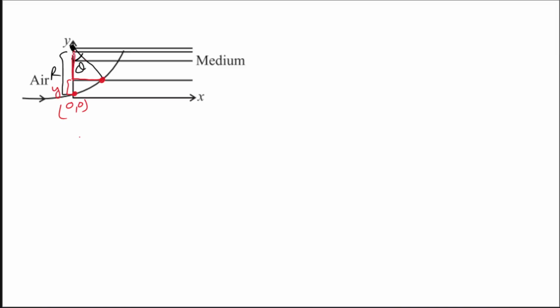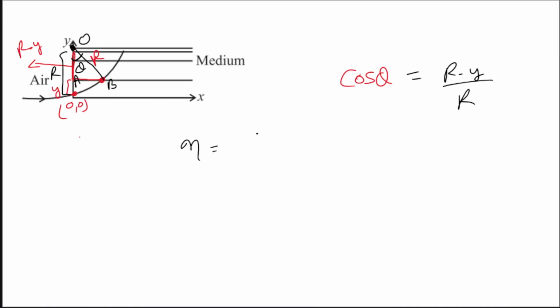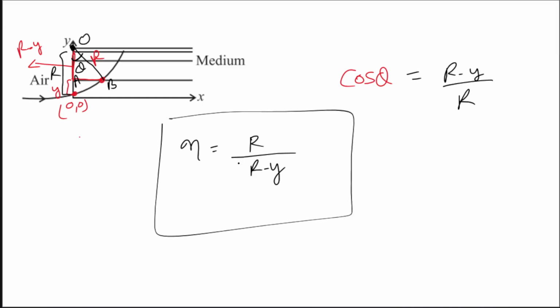Now this will be R minus y, and this is R. So cos theta is how much? Which triangle do you have to look at? This is O, let's say this is A, this is B. So in triangle OAP, cos theta is equal to (R minus y) divided by R. So n is equal to 1 by cos theta, that will become R by (R minus y).